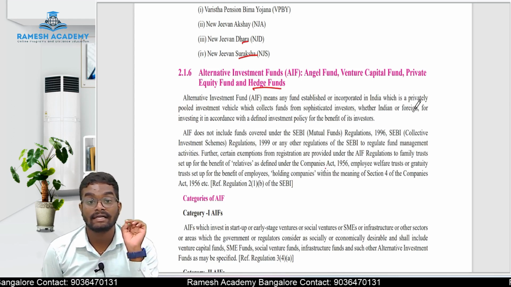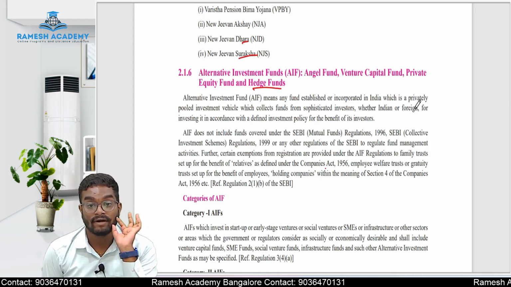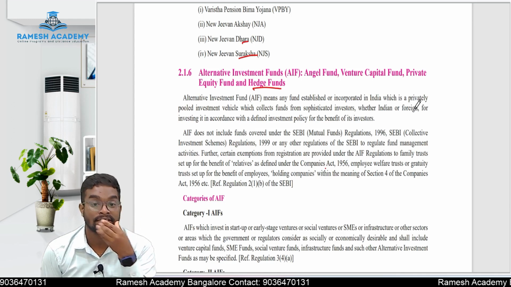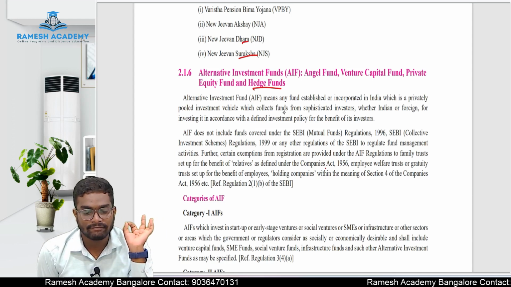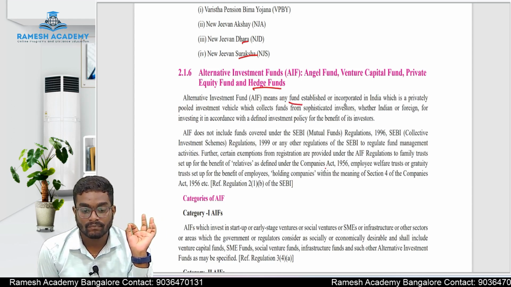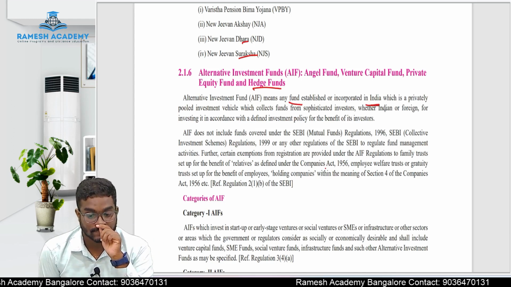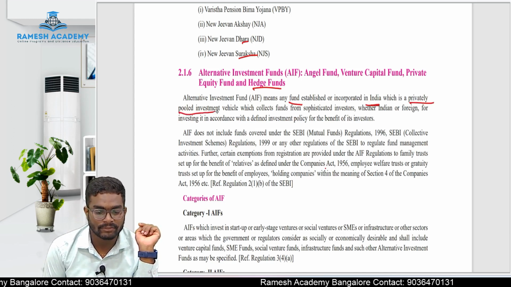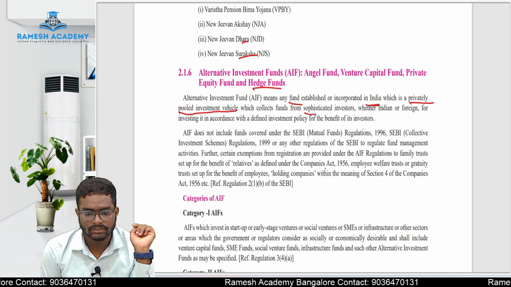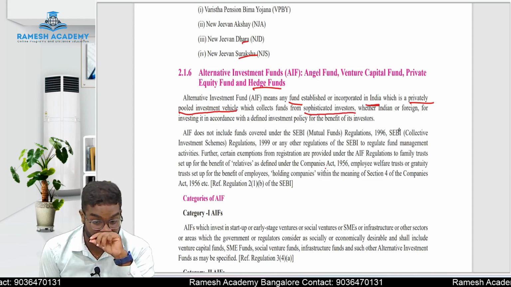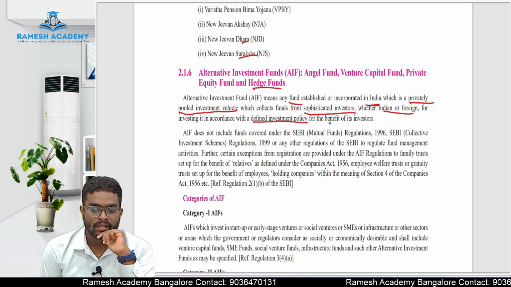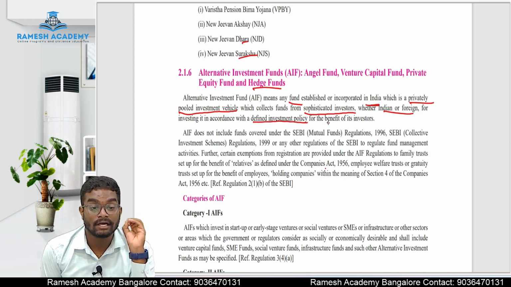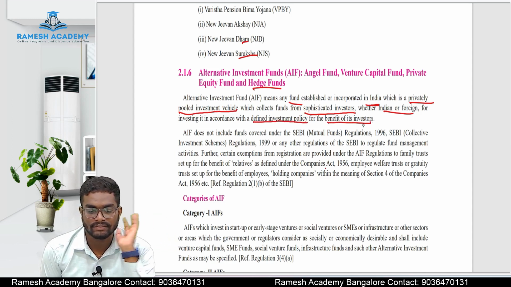Next, we have the alternate investment fund. So we'll see what is the meaning of alternate investment fund, which includes the angel fund, venture capital, etc. Alternate investment fund means any fund established or incorporated in India, which is a privately pooled investment vehicle which collects funds from sophisticated investors, it may be Indian or foreign, for investing in accordance with the defined investment policy for the benefit of the investors.